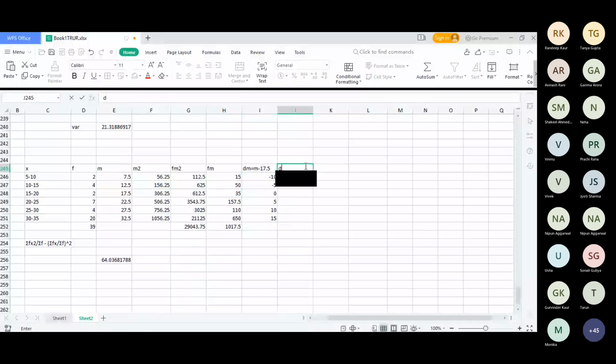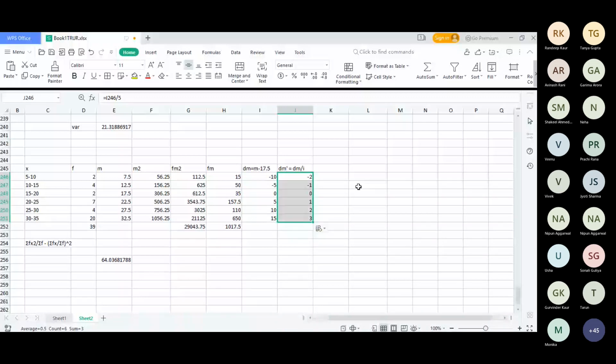So you want the values like dm square. Or if you want to further reduce, because 5 is common in this also, you can take dm dash also, as in the case of the step deviation method. So dm dash is equal to dm divided by i, where i is this 5, so it is equal to dm divided by 5. So this becomes your minus 2, and these all become values like dm dash.